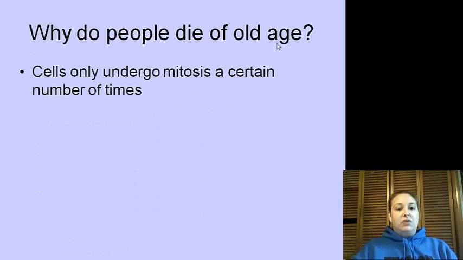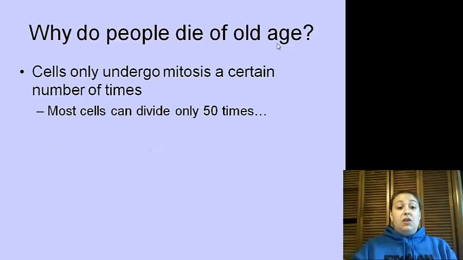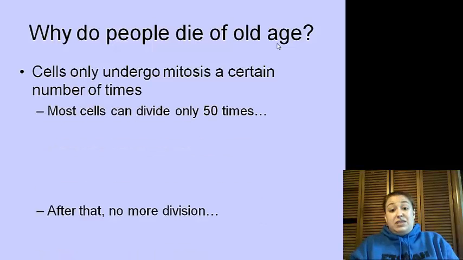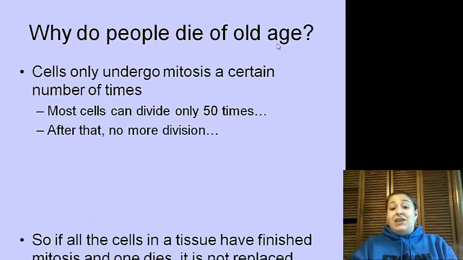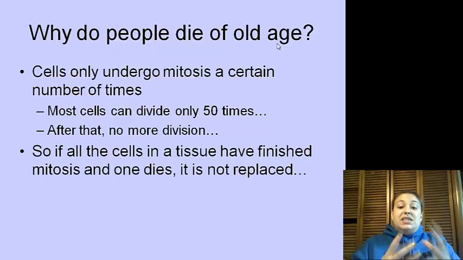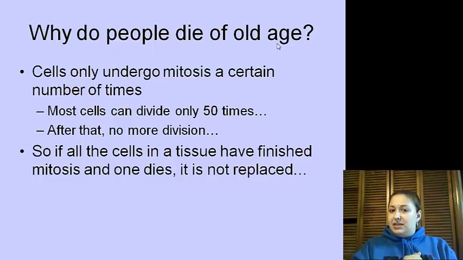Why do people die of old age? Cells undergo mitosis only a certain number of times. Once it's up, it's up. Once they divide 6 times, it's up. No more can divide after that. So the tissues, once they've finished their mitosis, die and are not replaced.